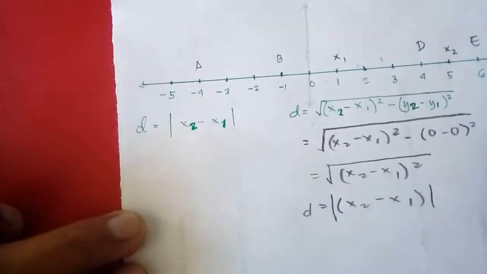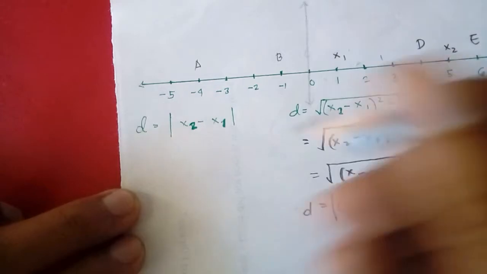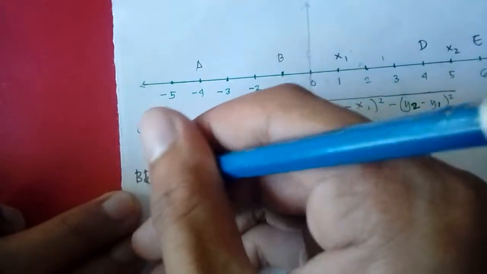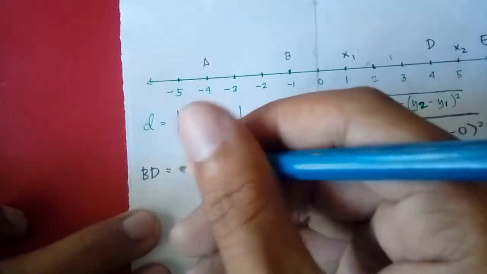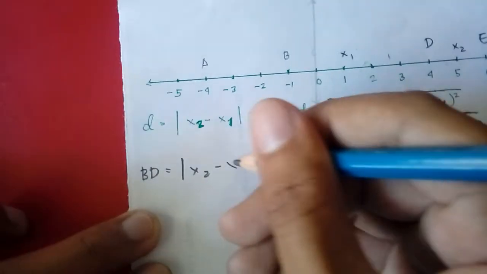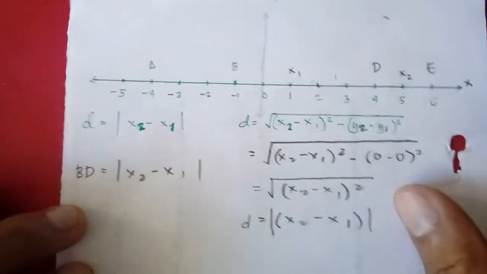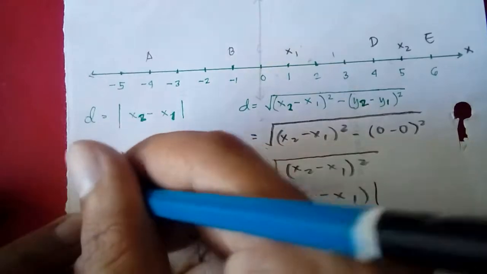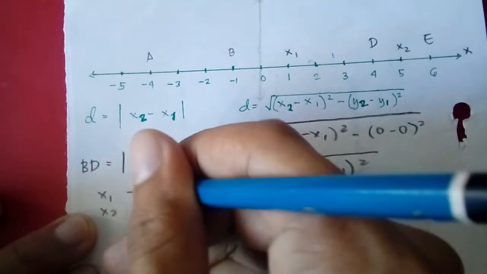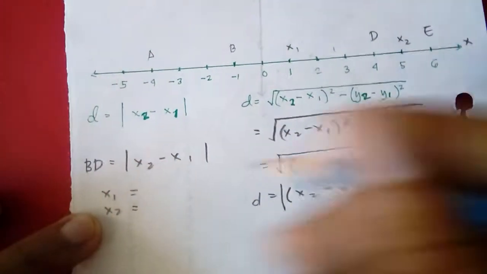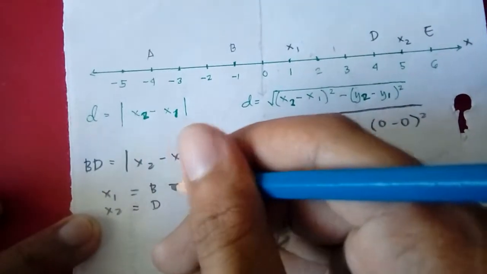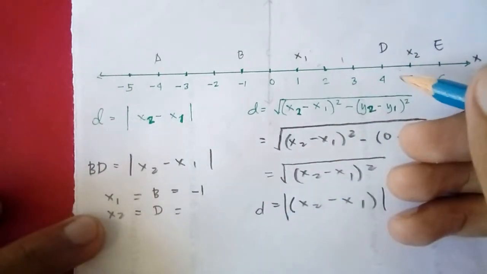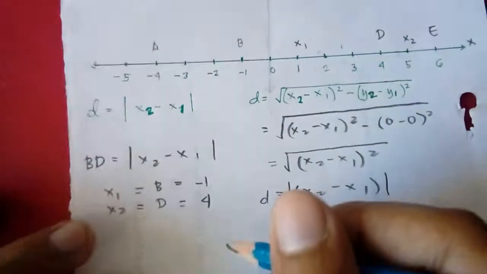Yan. First example. What is the distance from B to D? Again, formula x sub 2 minus x sub 1. First, let's assign x sub 1 and x sub 2. We have B and D. And the value of B is negative 1. And ang value ng D ay 4.